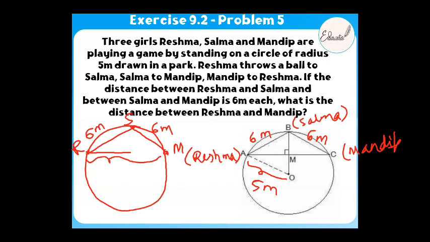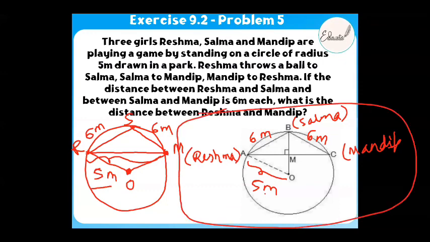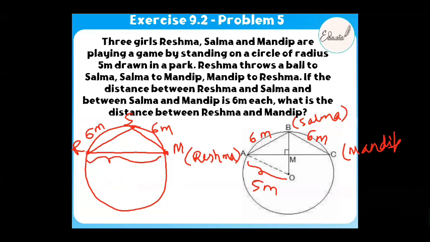What is this? Reshma to Mandeep, correct? But the center is somewhere else. Some center will be here. If we draw the center here, then we will get the radius, correct? So its radius they have told is 5 meters. This is radius 5 meters. So this is the diagram. Diagram understood? It's quite easy, correct? So diagram understood. I will erase this. We'll just move to the problem.